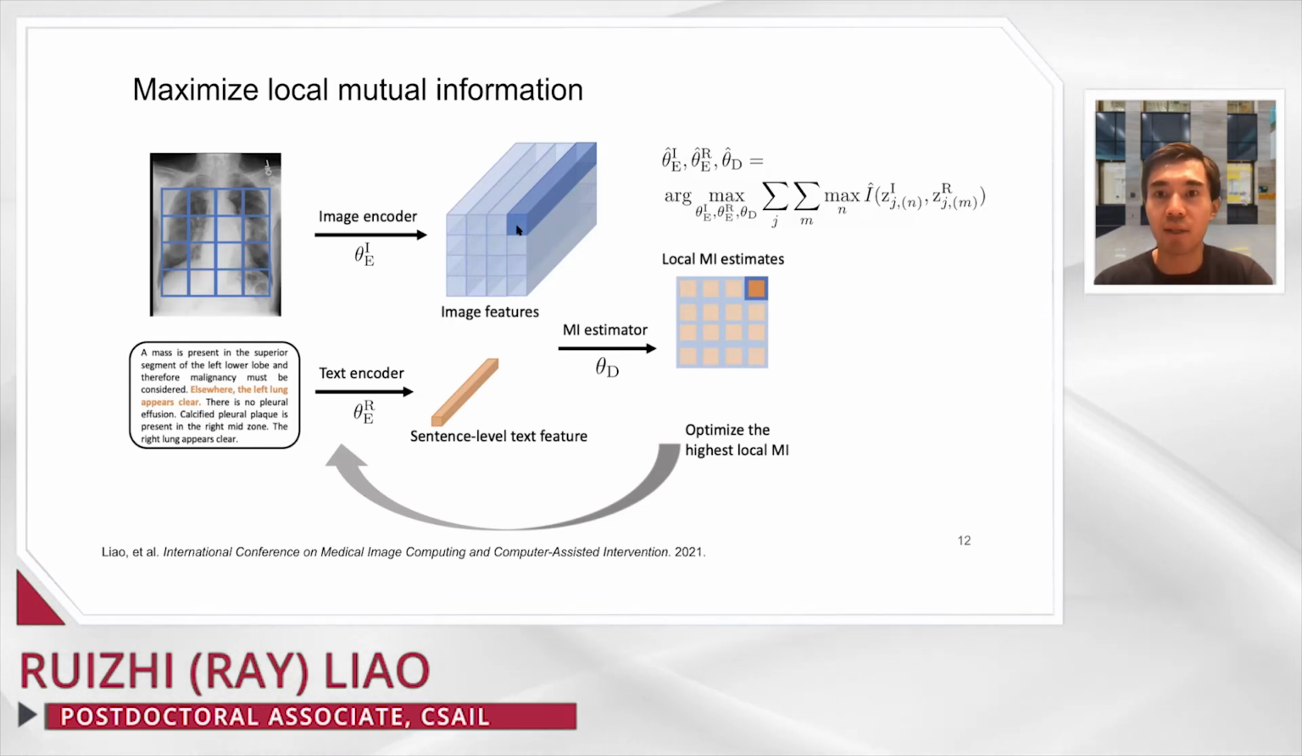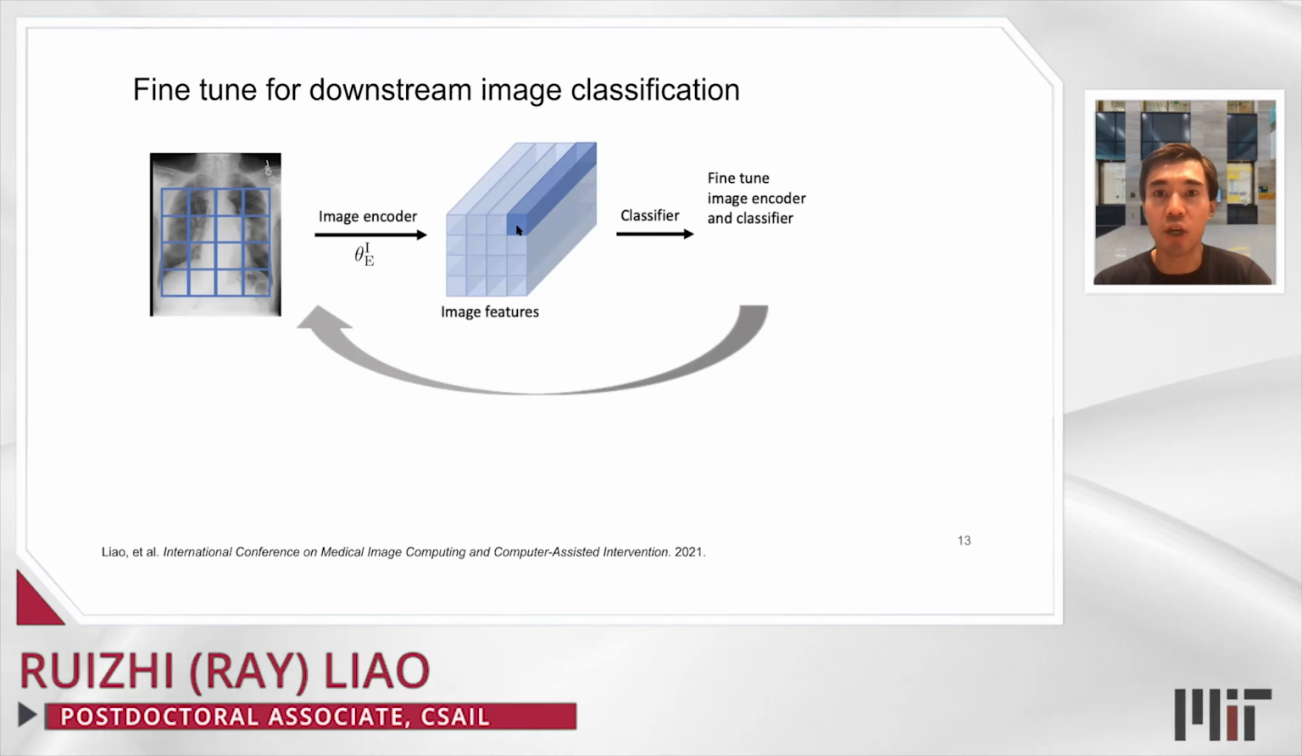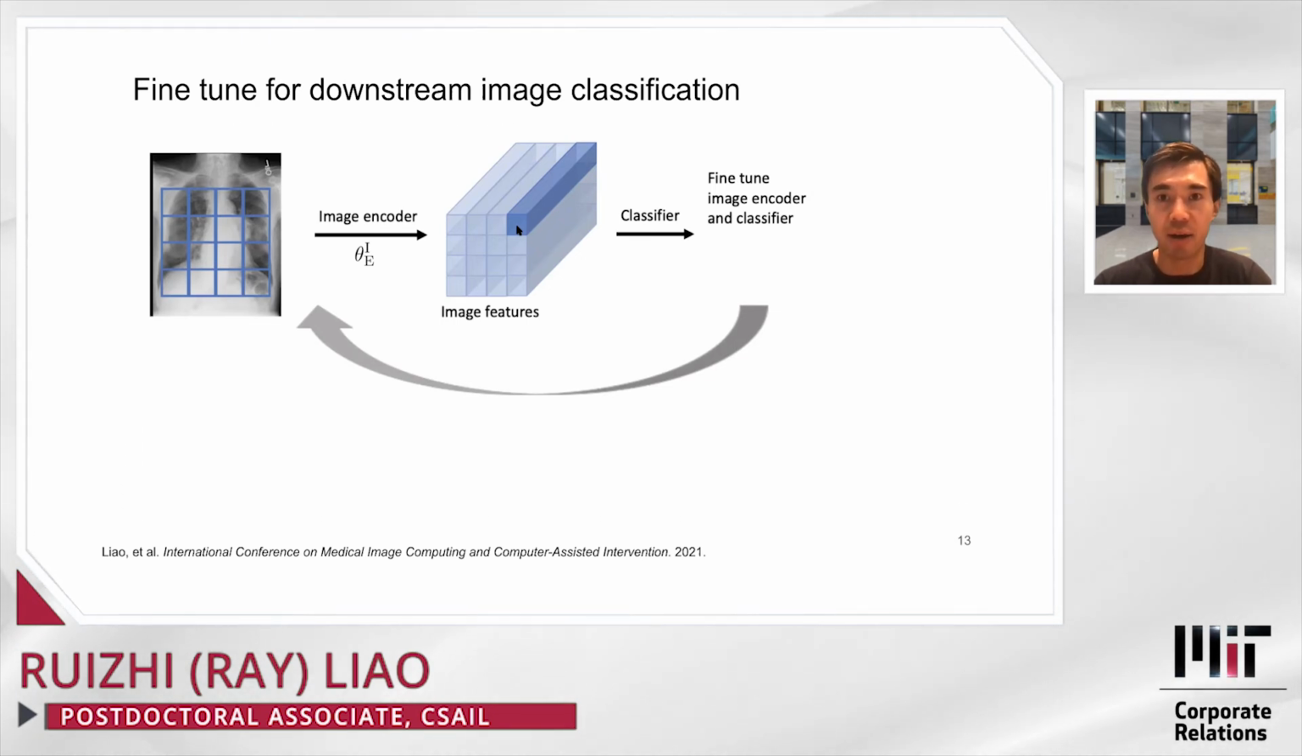The reason we have this one-way maximum is that a sentence in a radiology report was usually written to describe either the presence or absence of an image finding. The image region that has the highest mutual information value will be most likely where the sentence was trying to describe. Finally, where the downstream task is image classification, we fine-tune the image encoder followed by a classifier to perform image classification.